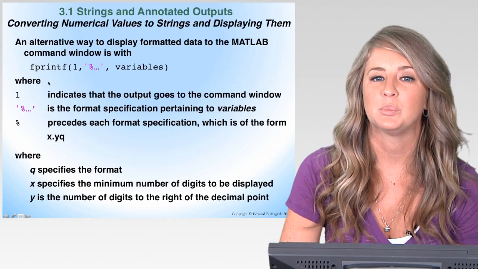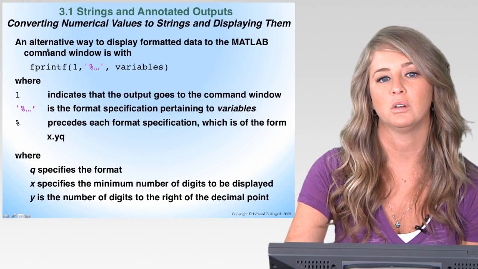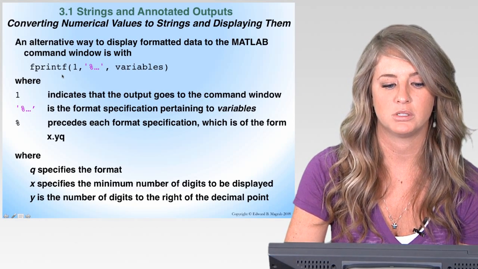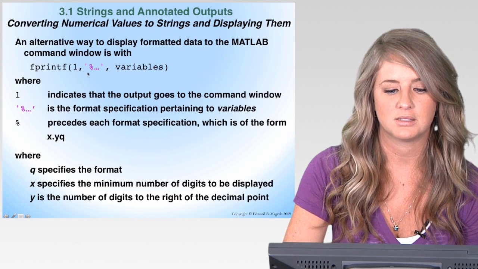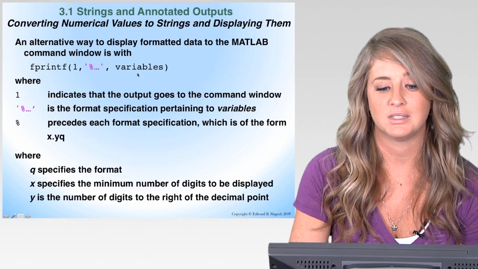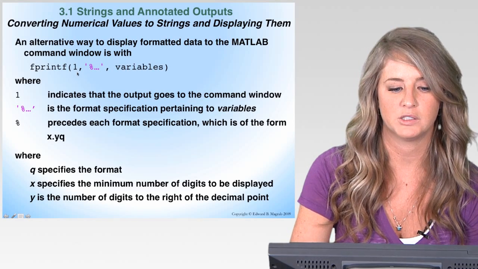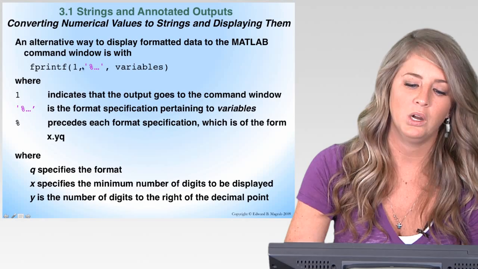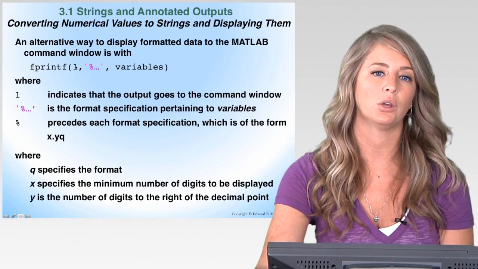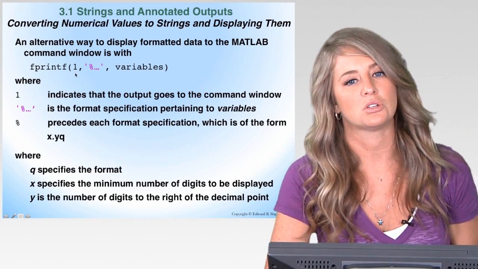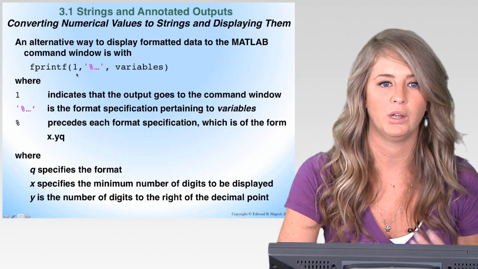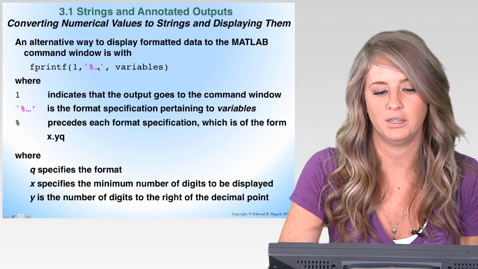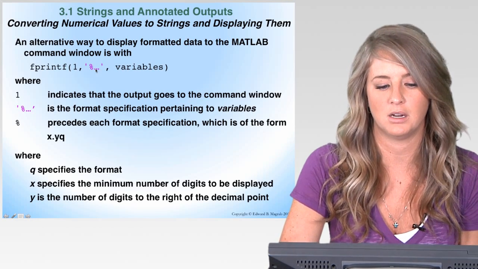An alternative way to display the formatted data to the MATLAB command window is to use fprintf. This is a really convenient function, one that you're probably going to use quite a bit. So we see this notation here. This is standard notation, so just be aware of that, and I'll explain what each of these represents. So fprintf is our function. This 1 here just indicates that the output goes to the command window. And for most of the applications for this course, that's just what you'll use. You'll use 1 there. This percent, so we'll put some syntax there. I'll explain that in a minute.